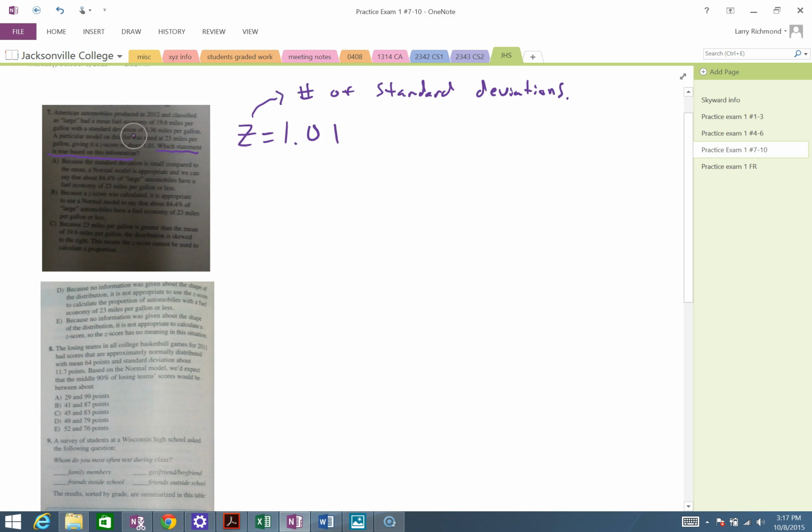One thing I don't see in this problem is it doesn't say normal model. It doesn't say something to the effect of normally distributed. Normal is not mentioned in there. Z-score just means a number of standard deviations. Z-score does not refer to the normal model. While we use it frequently when we're dealing with the normal model, it is simply a number of standard deviations. So in this problem, normal model was not mentioned.